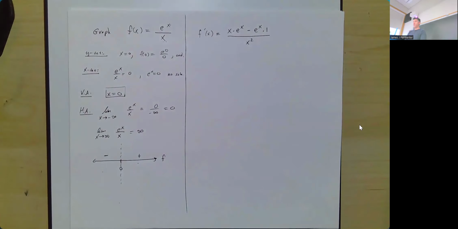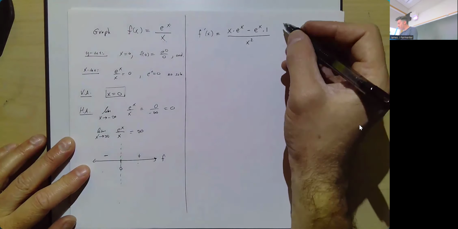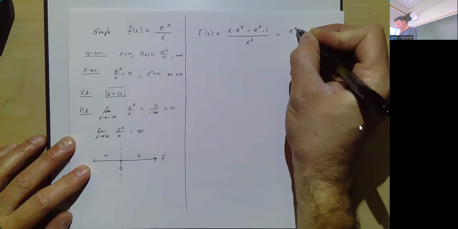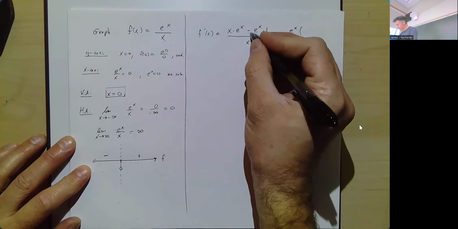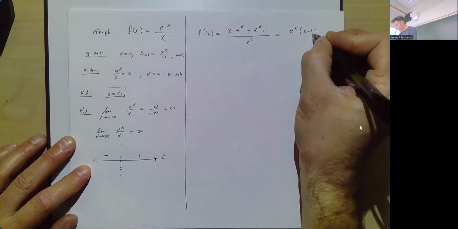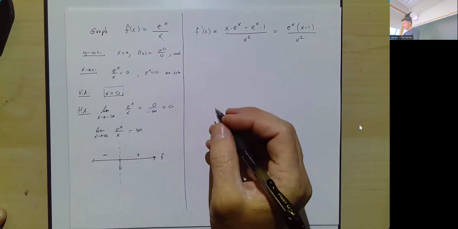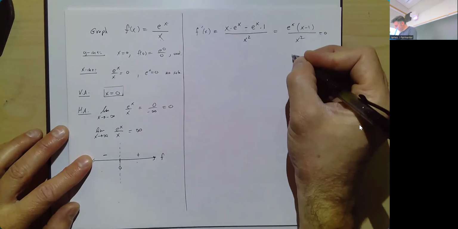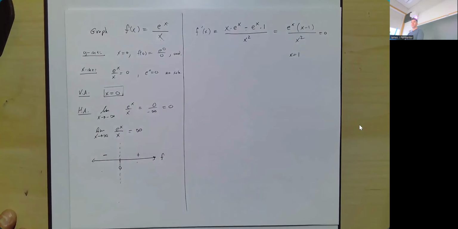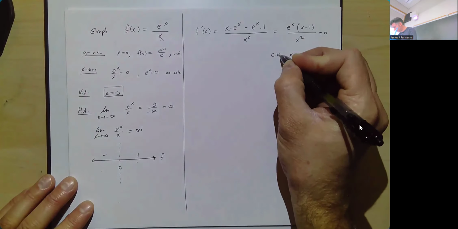When you're dealing with graphs and finding derivatives, you do have to simplify as much as possible so that you can find the critical values. I am going to point out that I can factor out an e to the x from the numerator. I'm left with an x minus 1 over x squared. If we set this equal to 0, we're going to get x equal to 1. So our critical value is x equal to 1.